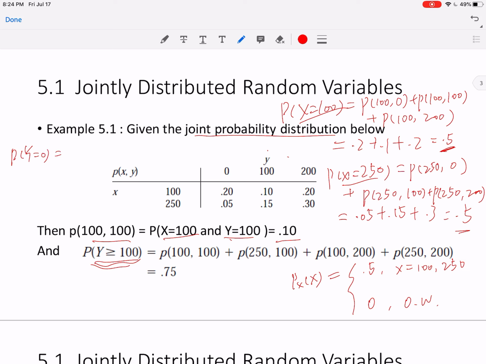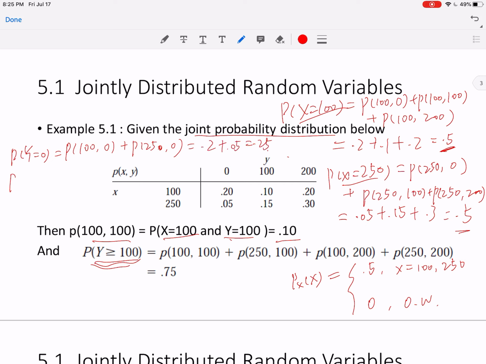First of all, let's take a look at the probability y is equal to 0. Once again, if you want to find the probability of y equal to 0, you don't have to worry about the exact value of x. X could be 100, x could be 250. So the probability of y equal to 0 would be equal to p of 100, 0, plus p of 250, 0. We just need to guarantee y is 0. So this would be equal to 0.2 plus 0.05, which is 0.25.